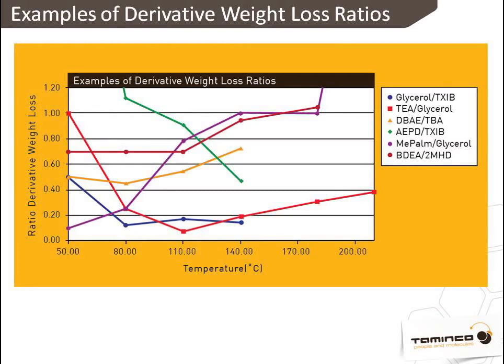It's not hard to measure this. These are derivative weight loss ratios. This is just the time rate of weight loss in a standard TGA experiment, at different temperatures. These are pairs of molecules, glycerol, TXIB, et cetera. These are various pairs. So these lines represent the weight loss rate of one molecule divided by the other. You can see changes in relative volatility are the rule, not the exception. If there were no changes in relative volatility, you'd have these straight, horizontal lines going across. And anytime these lines cross the one line, you have an actual volatility inversion.